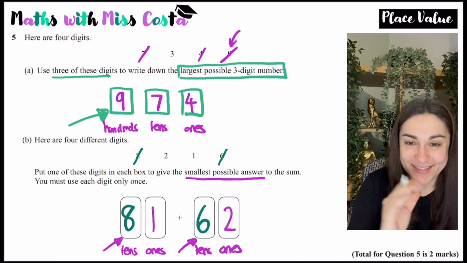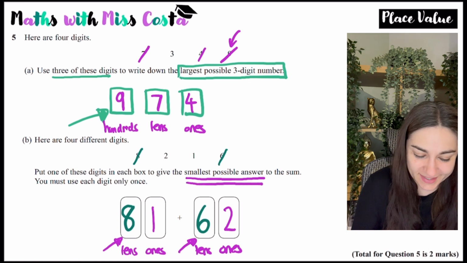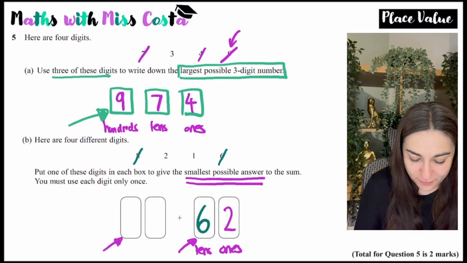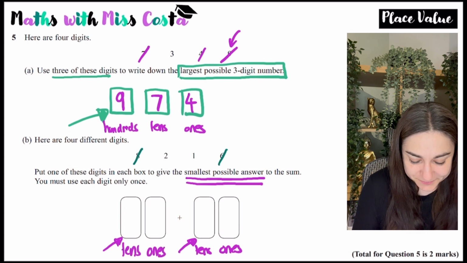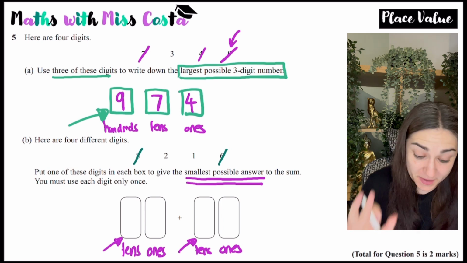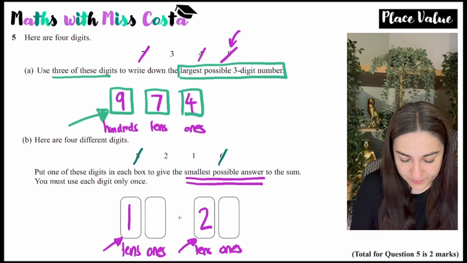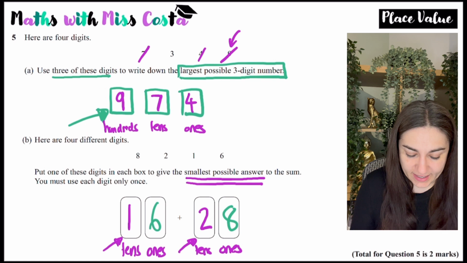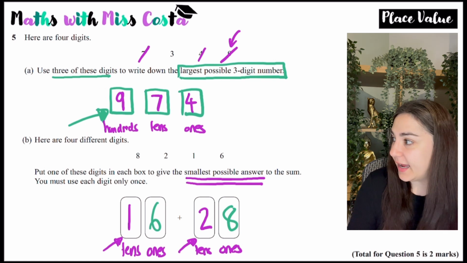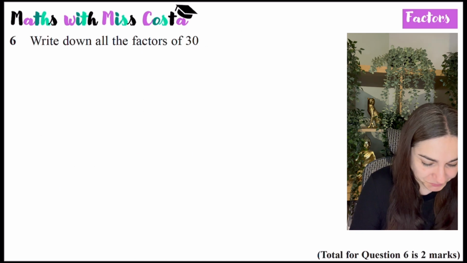Oh, sorry, I misread it. We're trying to get the smallest possible answer. So I'm going to actually do the reverse. So I want the smallest possible answer. That would have given you the largest, not the smallest possible answer to the sum. So I'll put 1 here and 2 there, and then just do the reverse. So I'd get 16 and 28, where you could have got 18 and 26. Important to read the question.